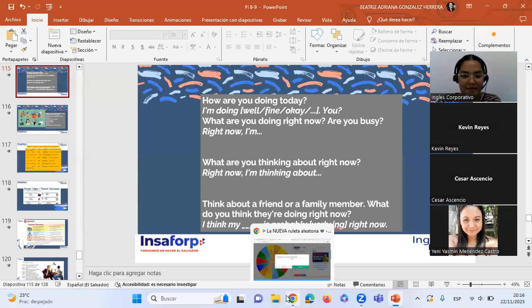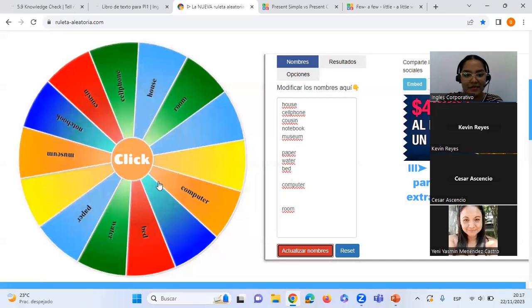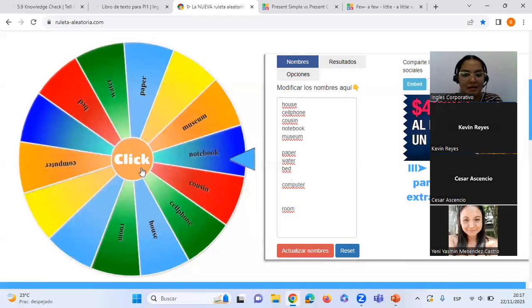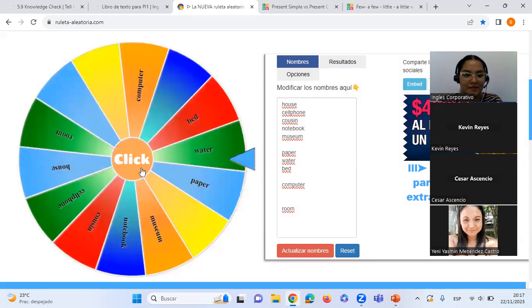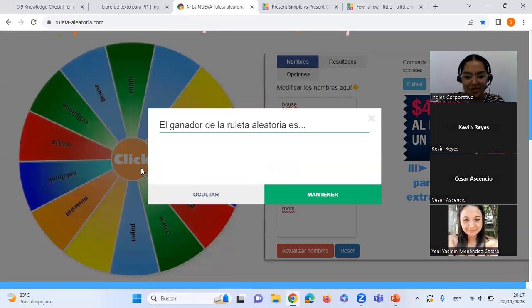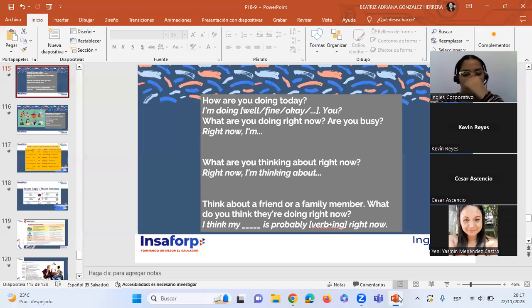All right. Let me see. Vamos a ver, vamos a quitar movie. Vamos a quitar car. And ice cream. Ajá, ice cream. And I think soup. All right, there you have. Let's say computer. Ahí no había nada, pero let's say computer. Es la que estamos cerca. Okay. Okay. Let me see. What are you thinking about right now, Cesar?